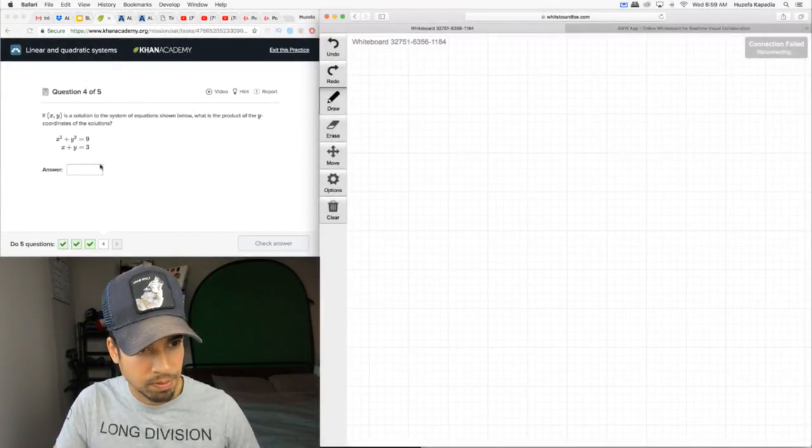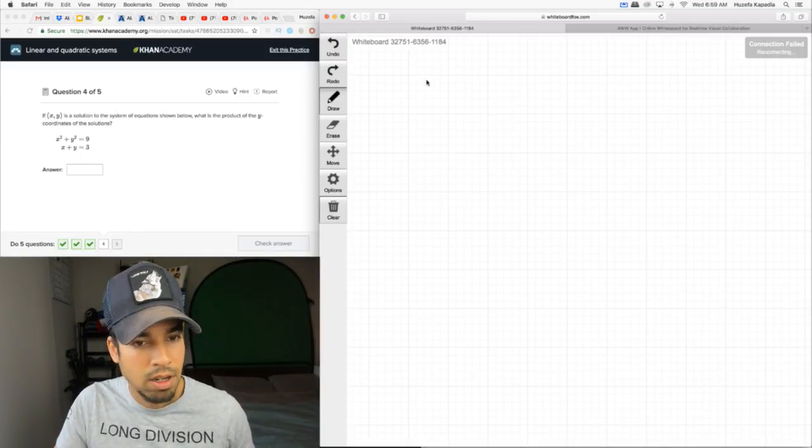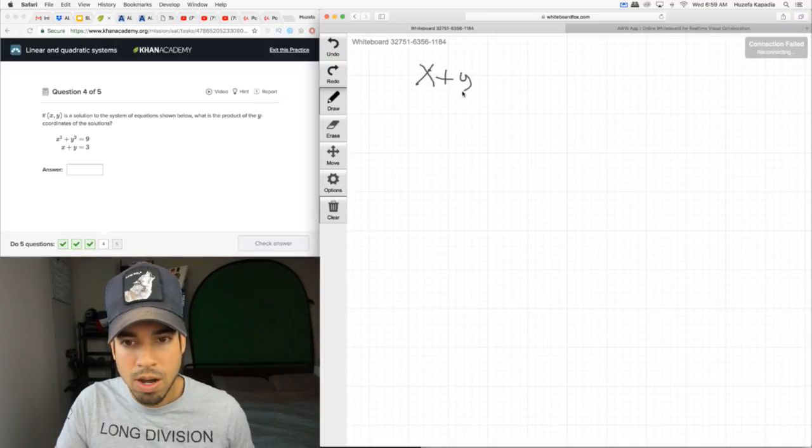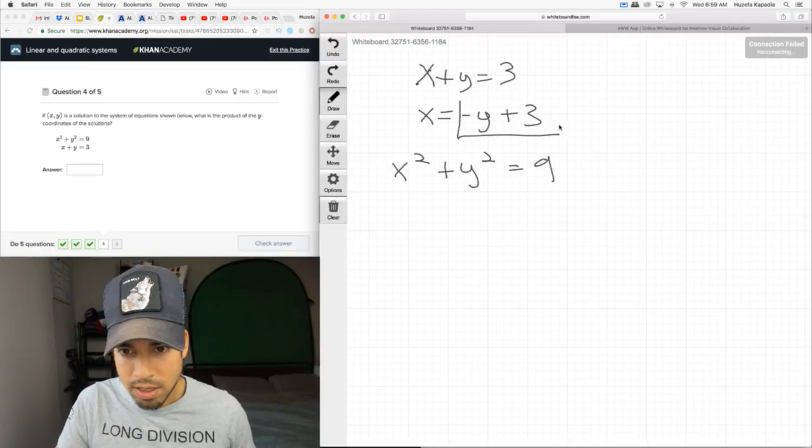Same deal. I'm going to do the exact same as the last one. I'm going to isolate x and plug it in. X plus y equals 3, so x equals negative y plus 3. And I'm going to plug it into x squared plus y squared equals 9. Take this and plug it in over here.